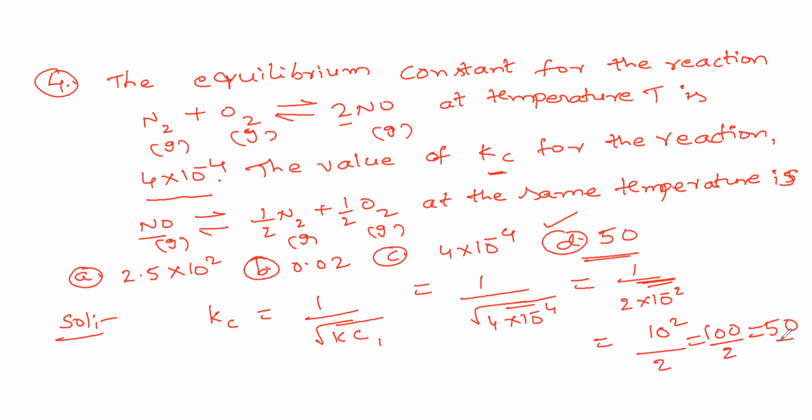So the answer is 50. In this way you have to find, this is model number 4. I hope it is clear. So Kc is equal to 1 by root Kc1. The one which you have to find, when compared to the first equation, is 1 by root of Kc1. So it is nothing but 1 by root of 4 into 10 to the power of minus 4, because this value is given. That is 1 by 2 into 10 to the power of minus 2. 10 to the power of minus 2 going to the numerator becomes 10 to the power of 2. So 10 to the power of 2 by 2, that is 100 by 2, equal to 50. So the answer is 50. Next question.